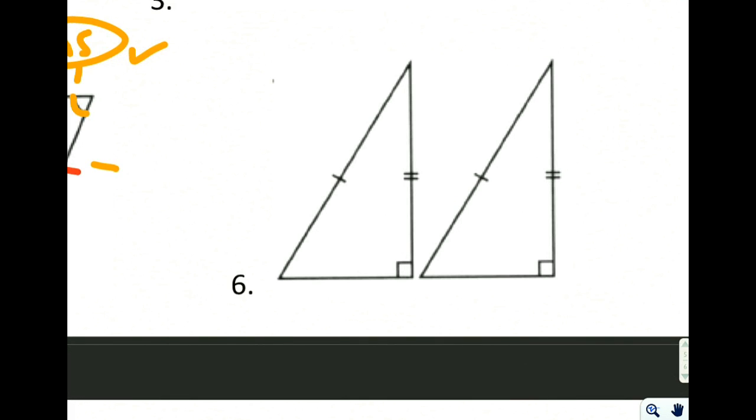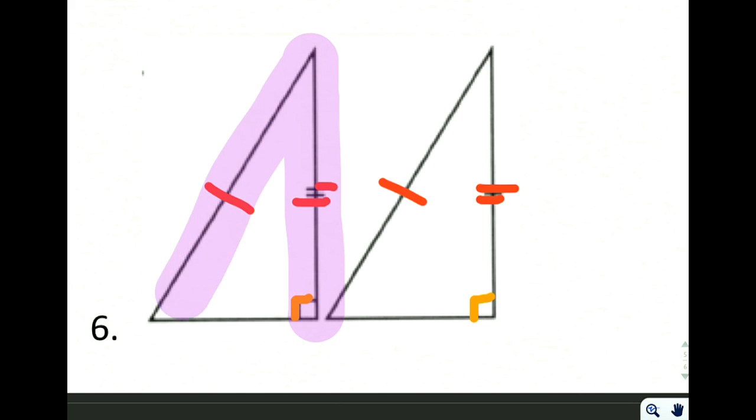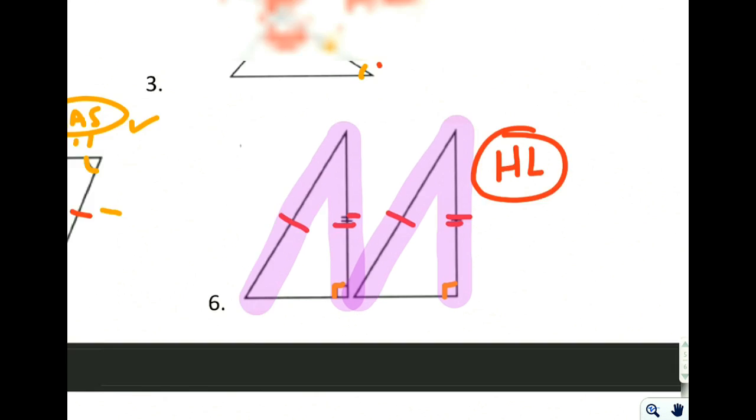And then finally, number 6. We have right angles, so our HL flag is kind of going up in our head. We don't want to overuse that, so we have to be careful. We have a double tick mark side, and then a single tick mark side all in a row. So let's confirm we have it. We have right angle, two tick, one tick, right angle, two tick, one tick. Yes, that is enough information. We can prove that they are congruent by HL.